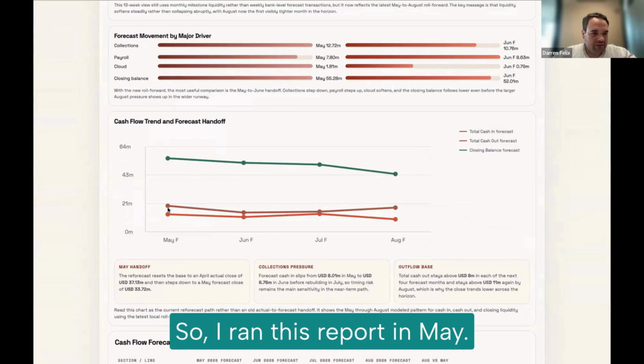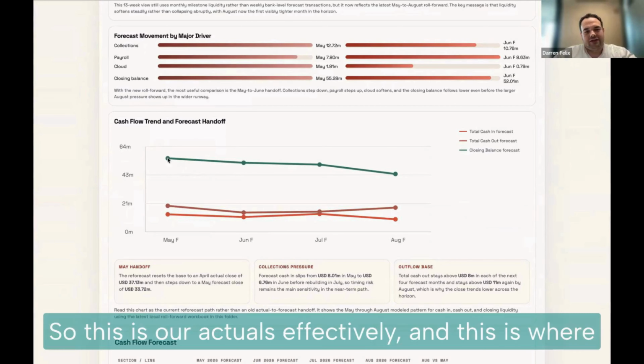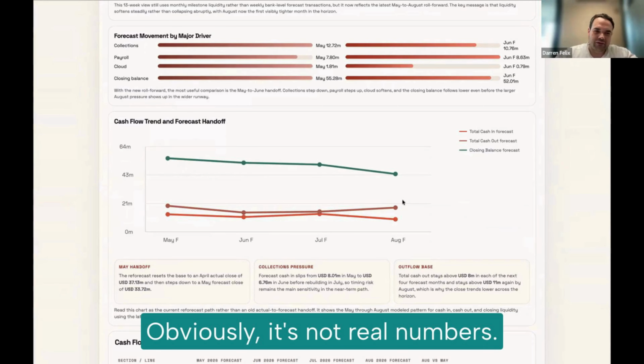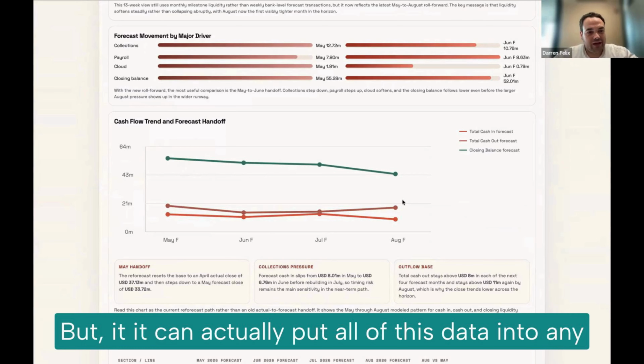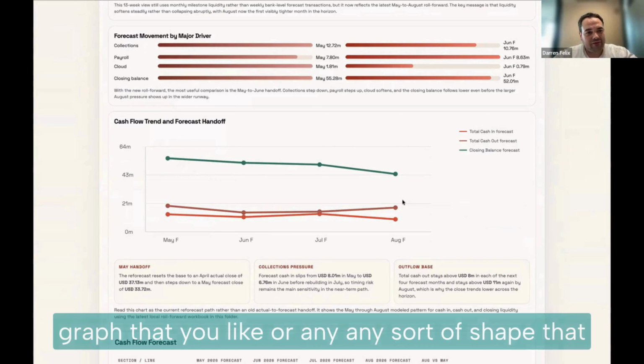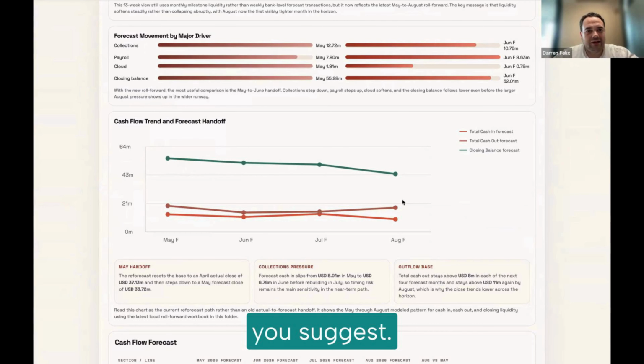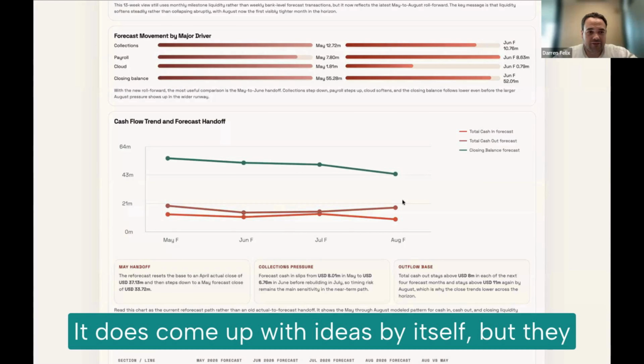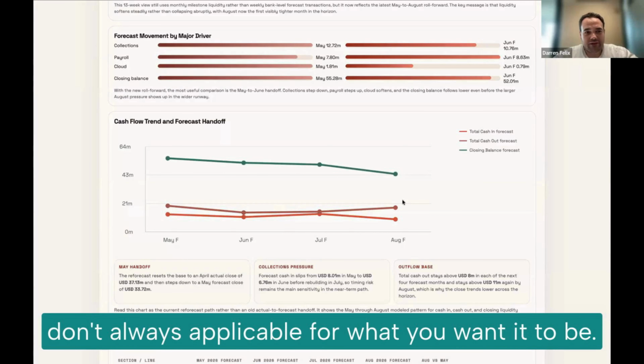So I ran this report in May. So this is our actuals effectively, and this is where the forecasted are. Obviously, it's not real numbers, but it can actually put all of this data into any graph that you like or any sort of shape that you suggest. It does come up with ideas by itself, but they're not always applicable for what you want it to be.